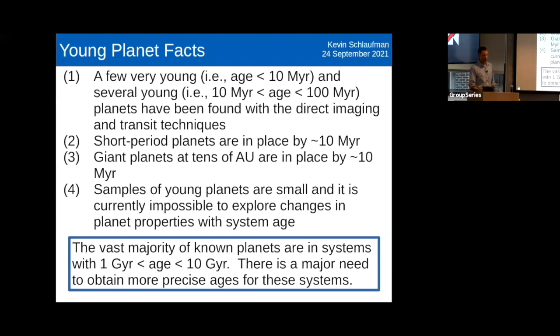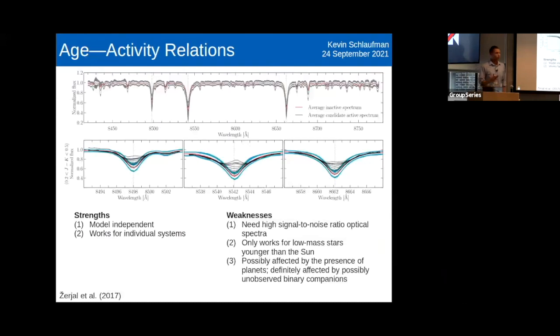Okay, so how is it one can actually get age inferences for solar type stars that happen to host planets? One very excellent way to do this is to use age-activity relations. Ultimately, we know that stars spin down as they get older, and the fact that a star spins down has a lot of very important effects on the structure of its magnetic field, obviously on its rotation, and on its lithium abundance. It does a lot of things which we can measure.